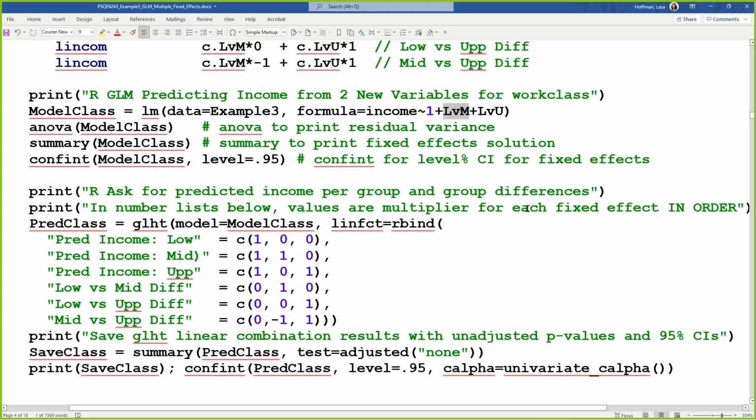This is going to give us beta 1. This is going to give us beta 2. So within this GLHT statement, it wants to know what model results to pull from. So this is my model class that I ran up here and saved the results to as an object. I'm binding together multiple rows to create multiple statements. So the 1 in the first column here, that corresponds to, I need 1 beta 0, please. Because at a minimum, a predicted outcome is created by the intercept for everybody.